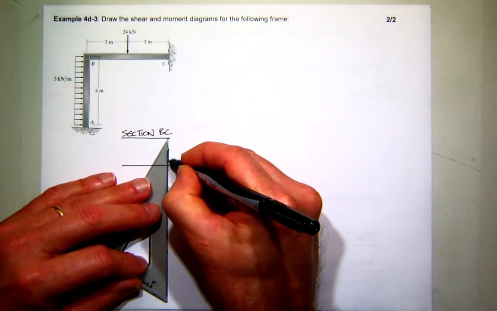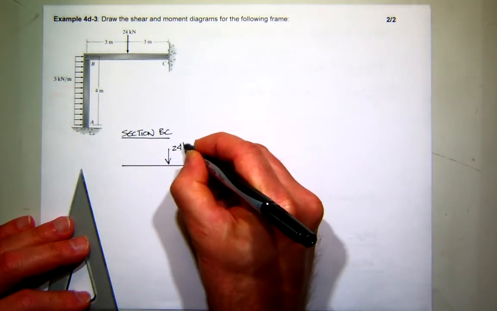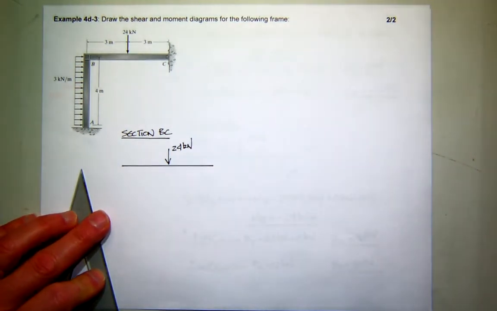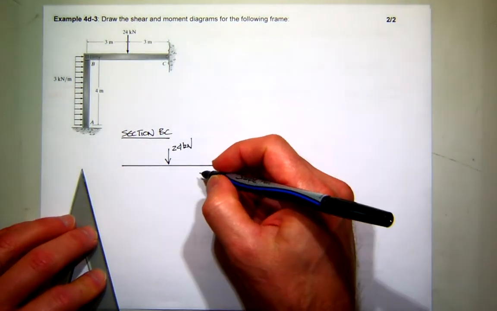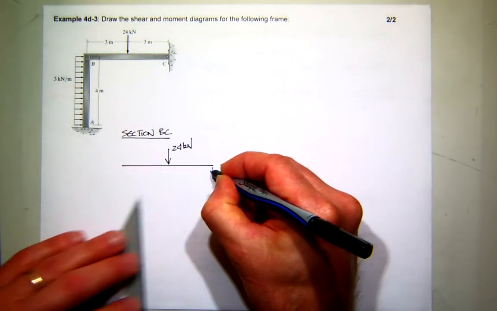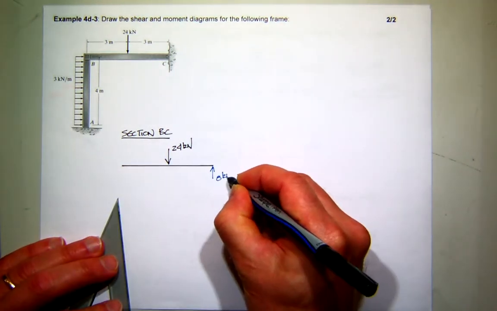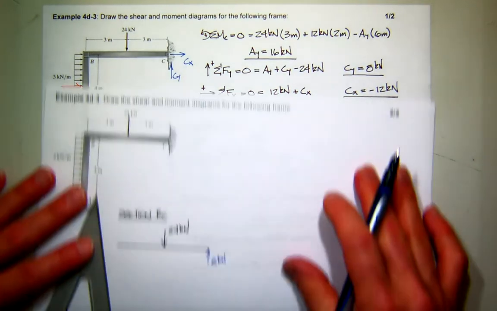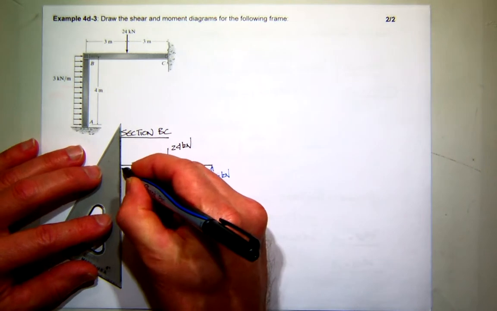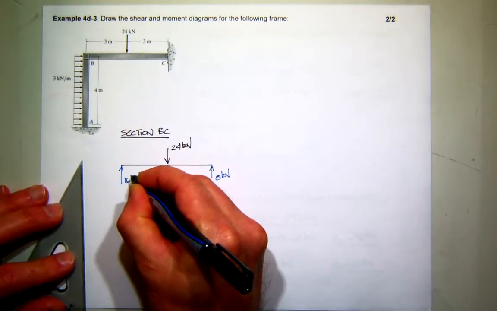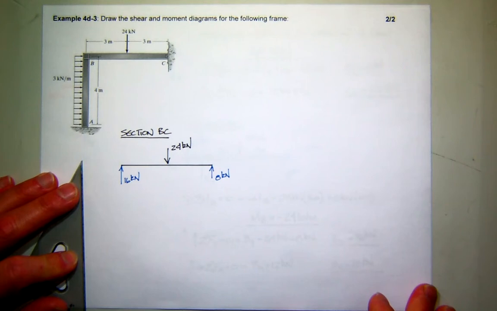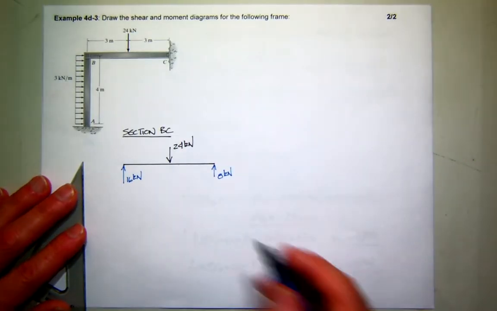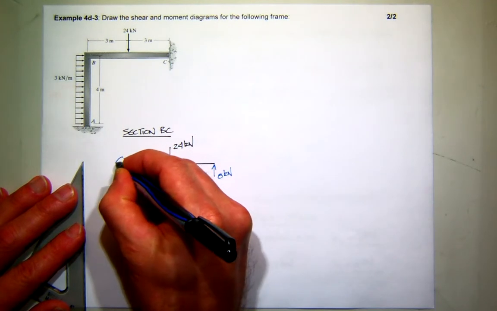So I'll draw the beam. I've got a 24 kilonewton load here. I found my reaction at C in the y direction was 8 kilonewtons, sorry. And we just saw for the reaction at BY, it was positive 16. So this is positive 16. And we also saw for the moment was negative 24, which was this direction.